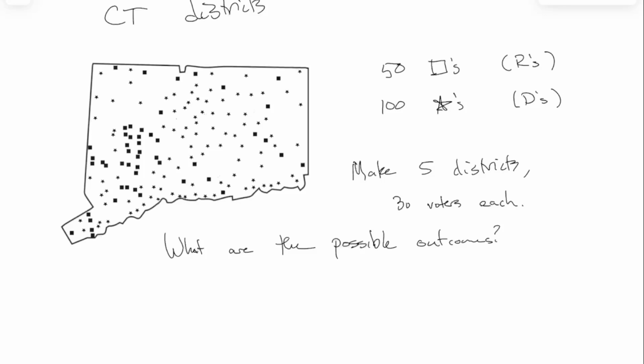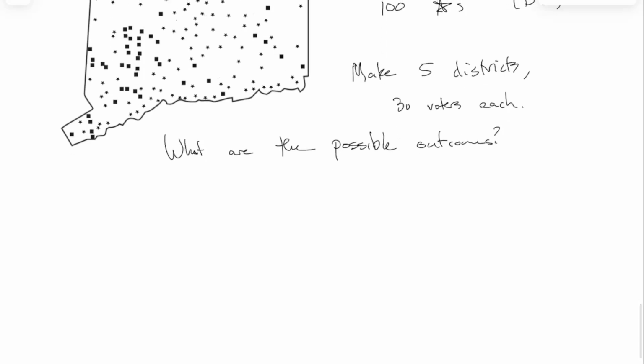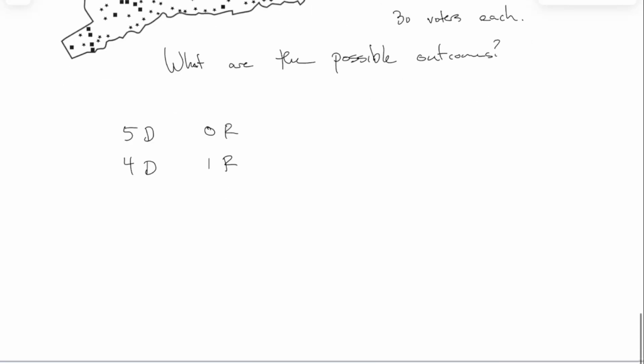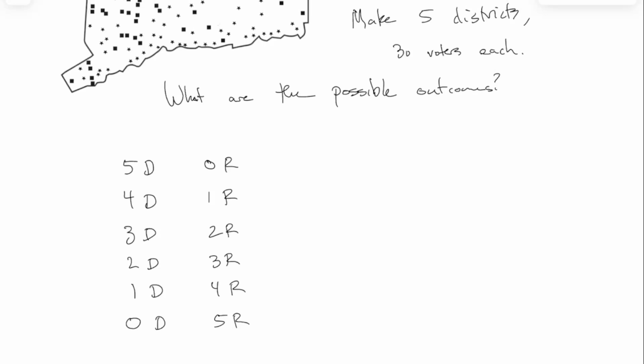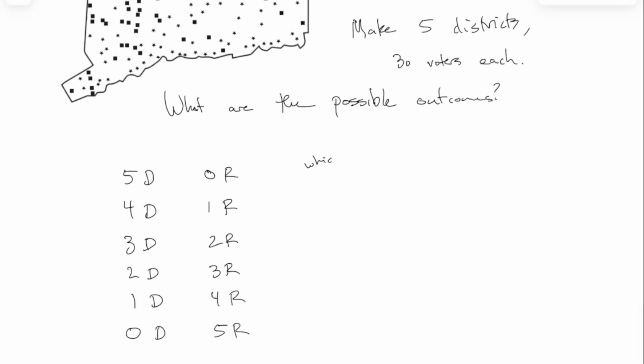All right, this is just like the one that we just did. I would start off by writing down a list of every possible eventuality. We could have 5 Ds, 0 Rs. We could have 4 Ds, 1 R, and so on: 3 and 2, 2 and 3, 1 and 4, or 0 and 5. Some of those are probably not possible, but that's just without thinking about anything. Those are all the eventualities that could, in theory, exist. The question is which are possible.